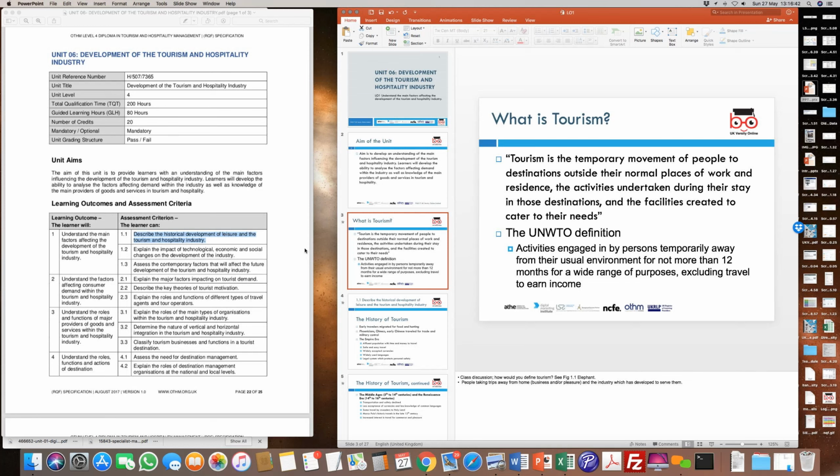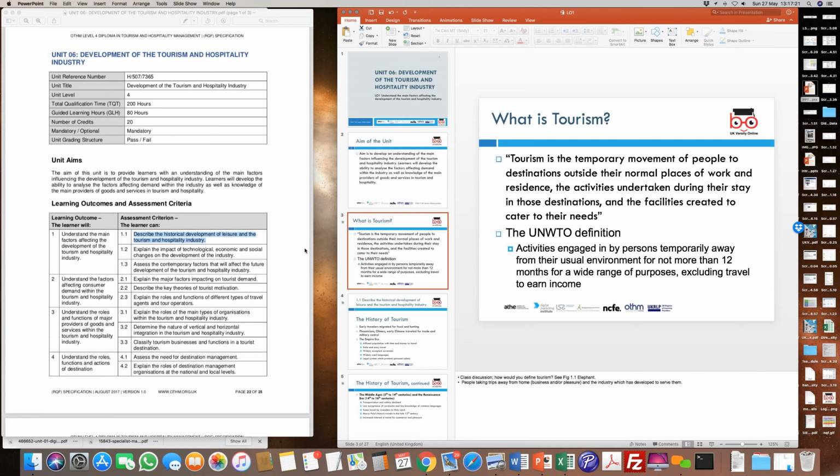So it's a temporary movement of people to destinations outside their normal places of work and residence, and activities undertaken during the stay in those destinations and facilities created to cater to them. Now, work and residence have been taken because it is clearly established that we travel not just for leisure, but we also travel for work. And when you're traveling for work, some of the activities that you end up doing in that location will also be termed as tourism activities, but they will be classified under, for example, work tourism, or under MICE as we would call it.